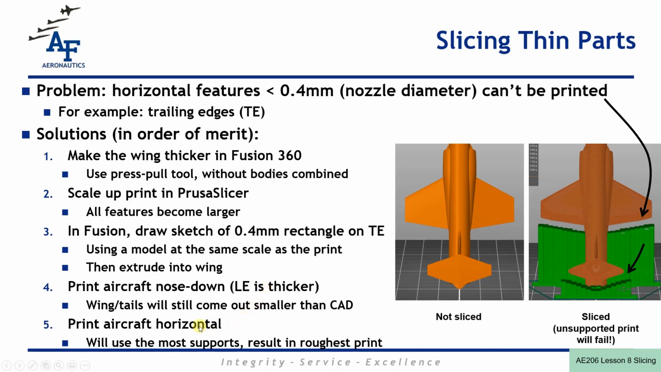Finally, you could try to print your aircraft in more of a horizontal orientation, and this will cause more of that thin trailing edge to be rotated down into the XY plane, where the printer can actually resolve a smaller feature than 0.4 millimeters because we can go down to a 0.2 or 0.1 millimeter layer height in the XY plane. Okay, I've presented these in order of preference. The first and best option is just to make the wing thicker in Fusion 360. So that's what I'll show you right now.